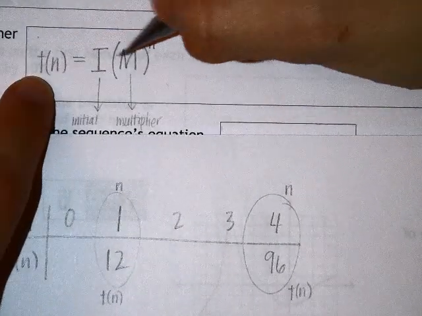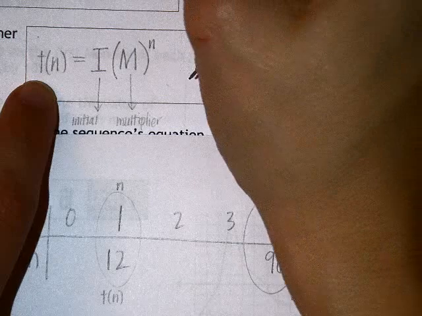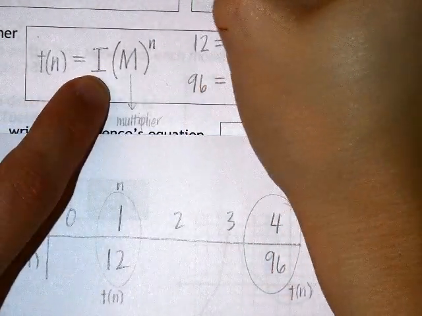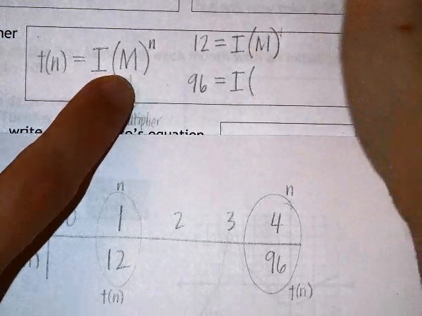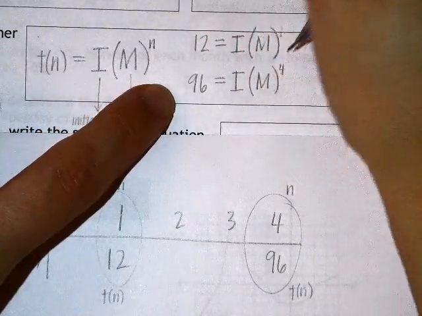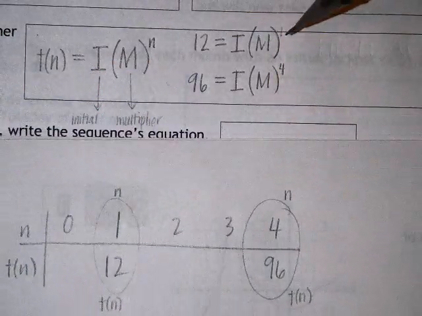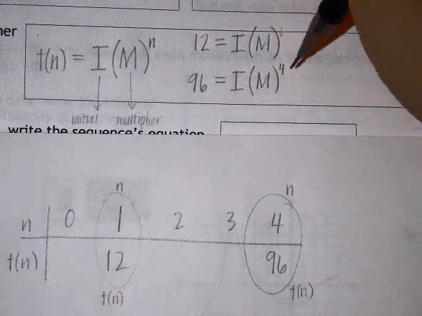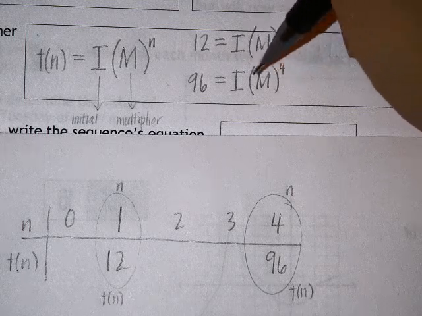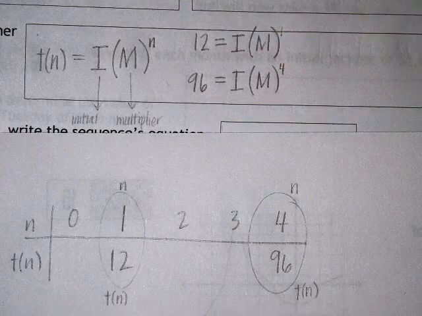So again, I'll use this structure. T of n is 96 equals, I don't know I, leave it. I don't know m, leave it. But I know n is to the power of 4. This, again, can't be simplified. Nothing can happen here because I don't know I, I don't know m, I can't cancel anything. It's kind of a mess.